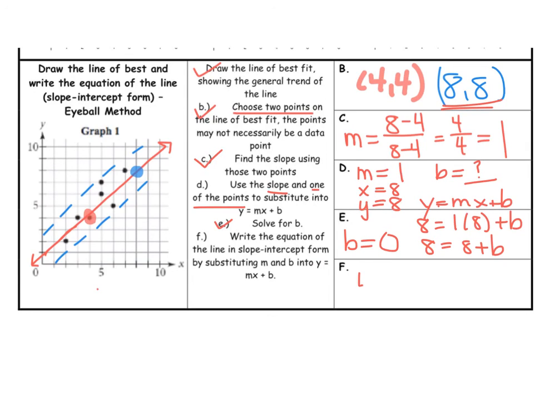So then we're going to write that equation. y equals 1x plus 0. We can also write that as y equals x. If you look at the graph over here, my line doesn't go through 0, but again, that's because we're estimating where this trend line goes. If we had picked other points, like I said, our slope may not have been 1 and our y-intercept may not have been 0, but it would have been really, really close.